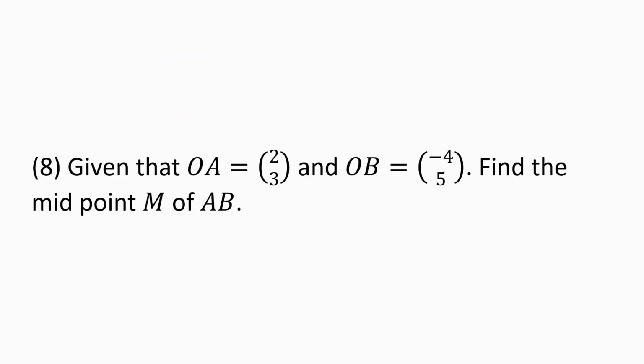Question 8. Given that OA is equal to (2, 3) and OB is equal to (-4, 5), find the midpoint M of AB. We've been given OA and OB and we need to find midpoint M of AB. So the first step is to find AB, and AB is equal to OB minus OA. How we have arrived at that is AB is the same as AO plus OB. But since we only have OA, therefore AO is equal to negative OA. So we write that AB is equal to negative OA plus OB.